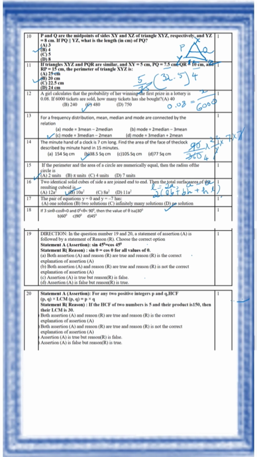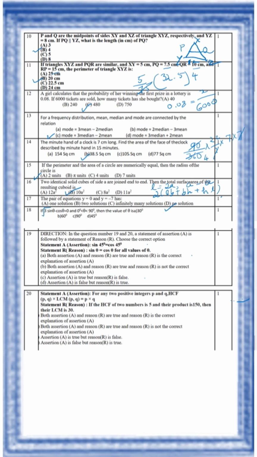If 3 sin theta minus cos theta is equal to 0, and theta is greater than 0 degree and lesser than 90 degree, then the value of theta is option A 30 degree, option B 60 degree, option C 90 degree, option D 45 degree. It must be root 3.